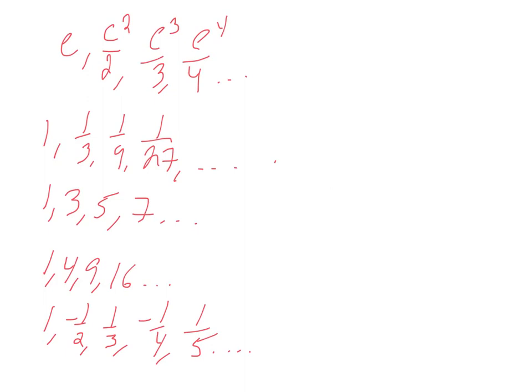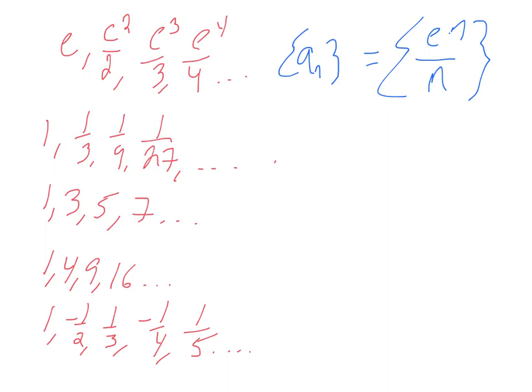So this first one here is probably the easiest one. You can see that it's just e to the n over n, right? So for this one, we could say a sub n is just equal to e to the n over n, right? That will give you any of the terms.